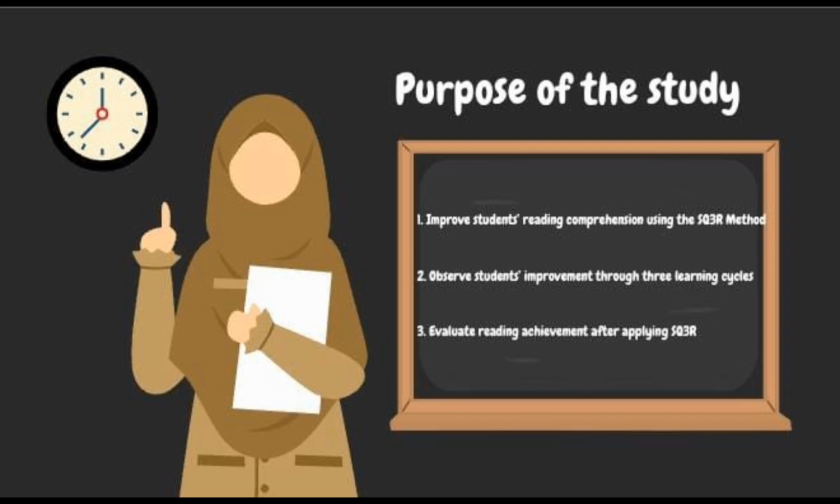The purpose of the study. The first, improve student reading comprehension using the SQ3R method. The second, observe student improvement through 3 learning cycles. The third, evaluate reading achievement after applying SQ3R.